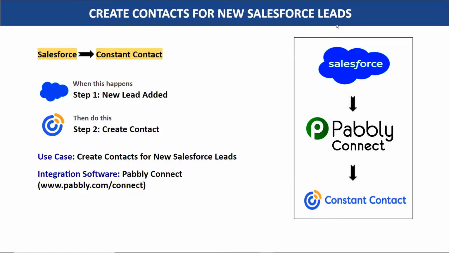So imagine this, you have added a new lead called John in Salesforce. So you have John's name, email address and all those details. Now you want to add John as a contact in Constant Contact, maybe to send him a confirmation or follow-up emails. So here you have two choices.